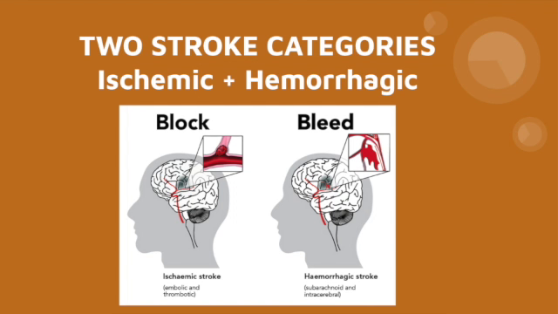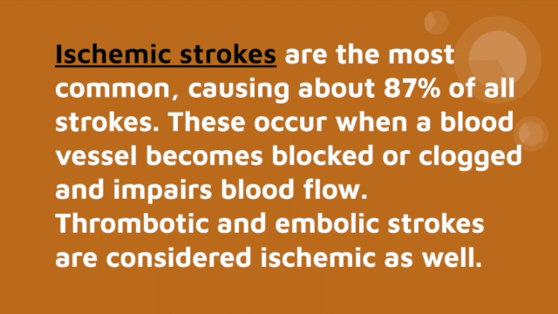Strokes can be classified into two different categories, ischemic and hemorrhagic. Let's take a look and learn about what makes these two categories so different. Ischemic strokes are the most common, causing about 87% of all strokes. These occur when a blood vessel becomes blocked or clogged and impairs blood flow to part of the brain.